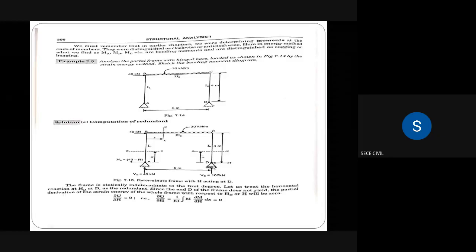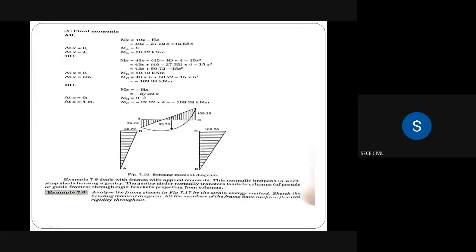So point D is end support. Okay, so the moment will not be here. So MD is 0. So moment at point C will be there. So Mx is equal to minus Hx. We are substituting the H value, minus 27.32x. At x is equal to 0, it denotes MD. MD value is 0. At x is equal to 4 meter it denotes MC. So MC is equal to minus 109.28 kilonewton meter. After substituting x is equal to 4 in this, minus 27.32 into 4, we are getting as minus 109.28 kilonewton meter. So after calculating the final moments, then we are drawing the bending moment diagram.